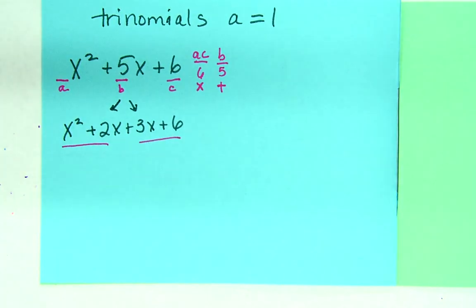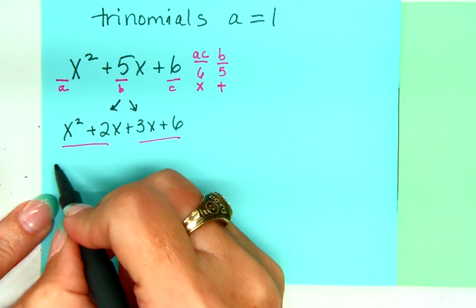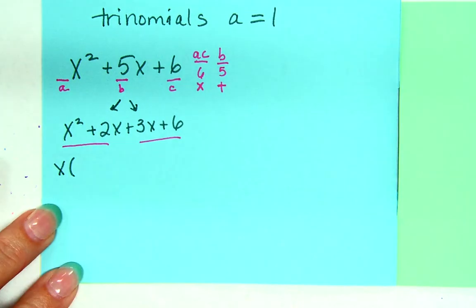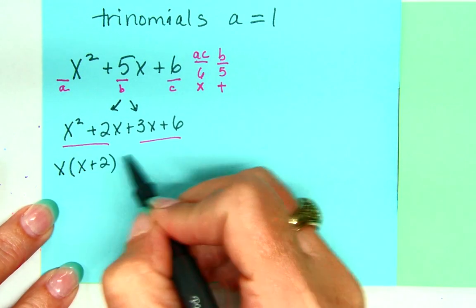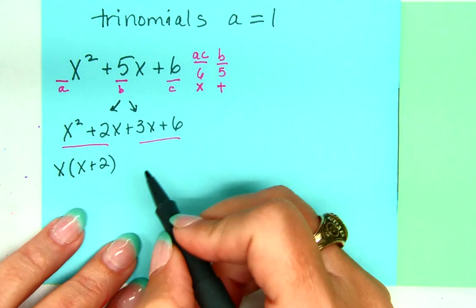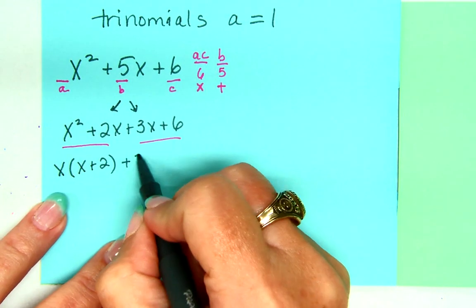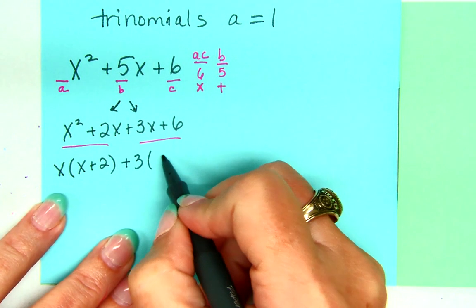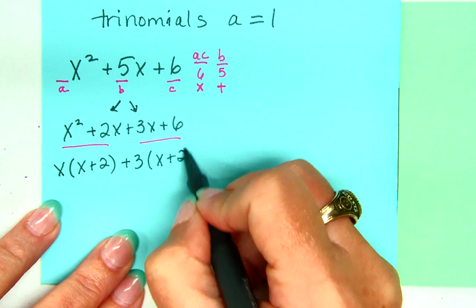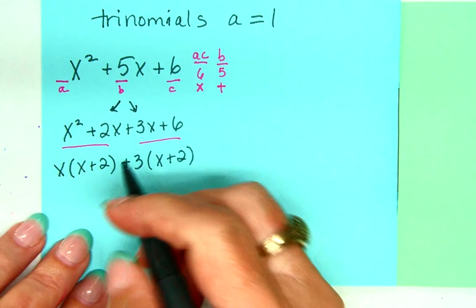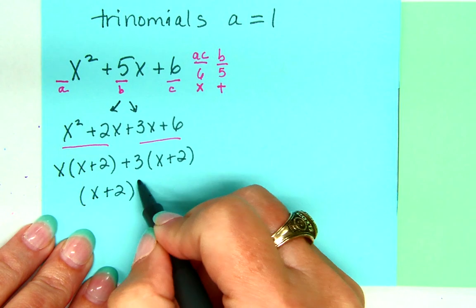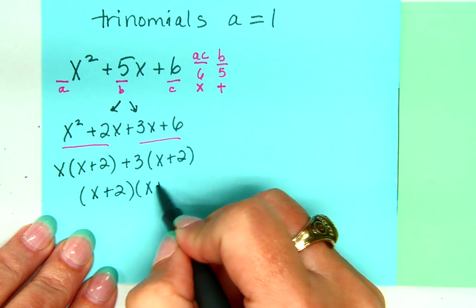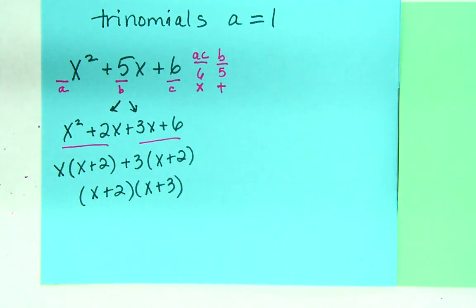What's common in the first 2 terms? X. If I factor out an x, what's left? X plus 2. What's common in the second 2 terms? A 3. What's left if I factor out a 3? X plus 2. Looking at these 2 terms, what's common in those 2 terms? X plus 2. And what's left over? X plus 3. Done.